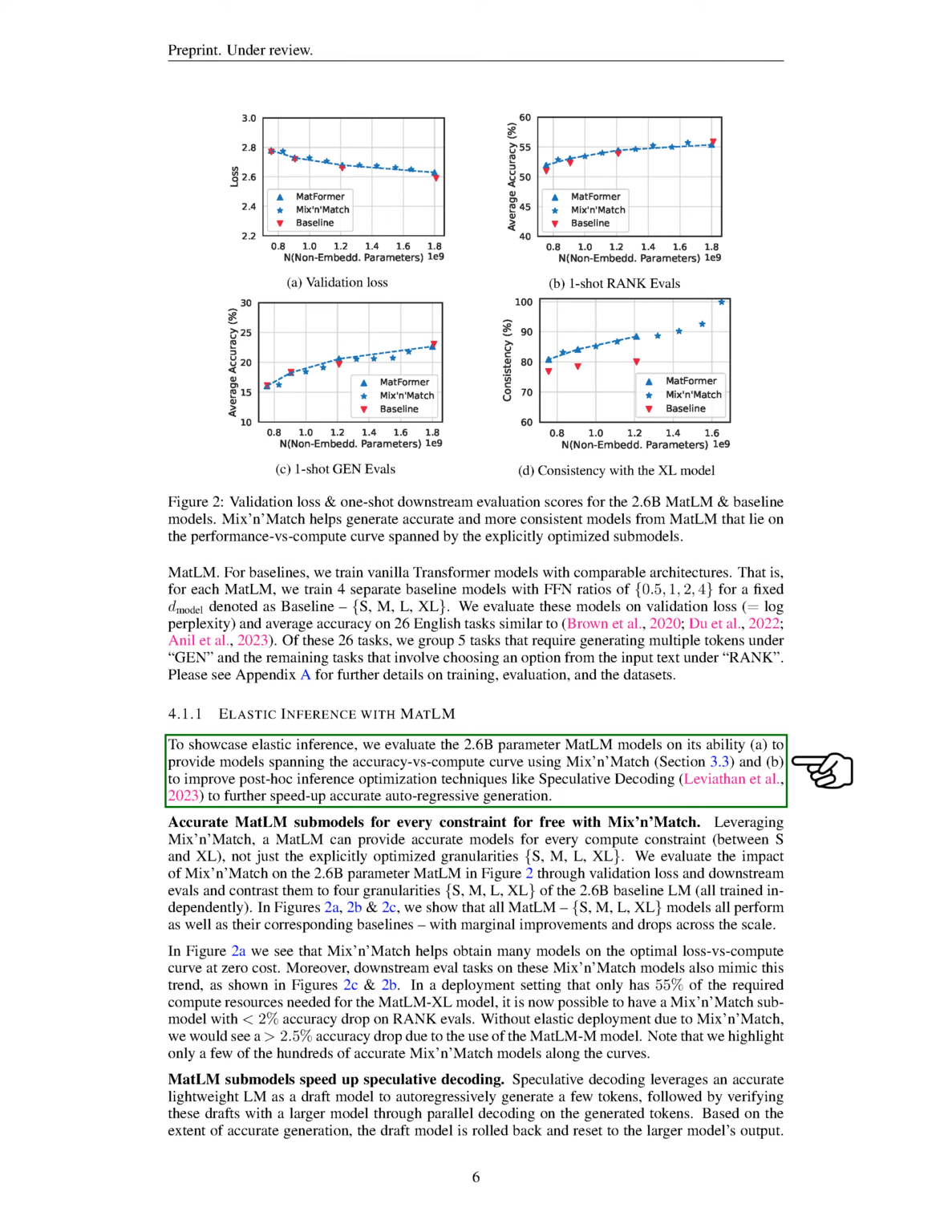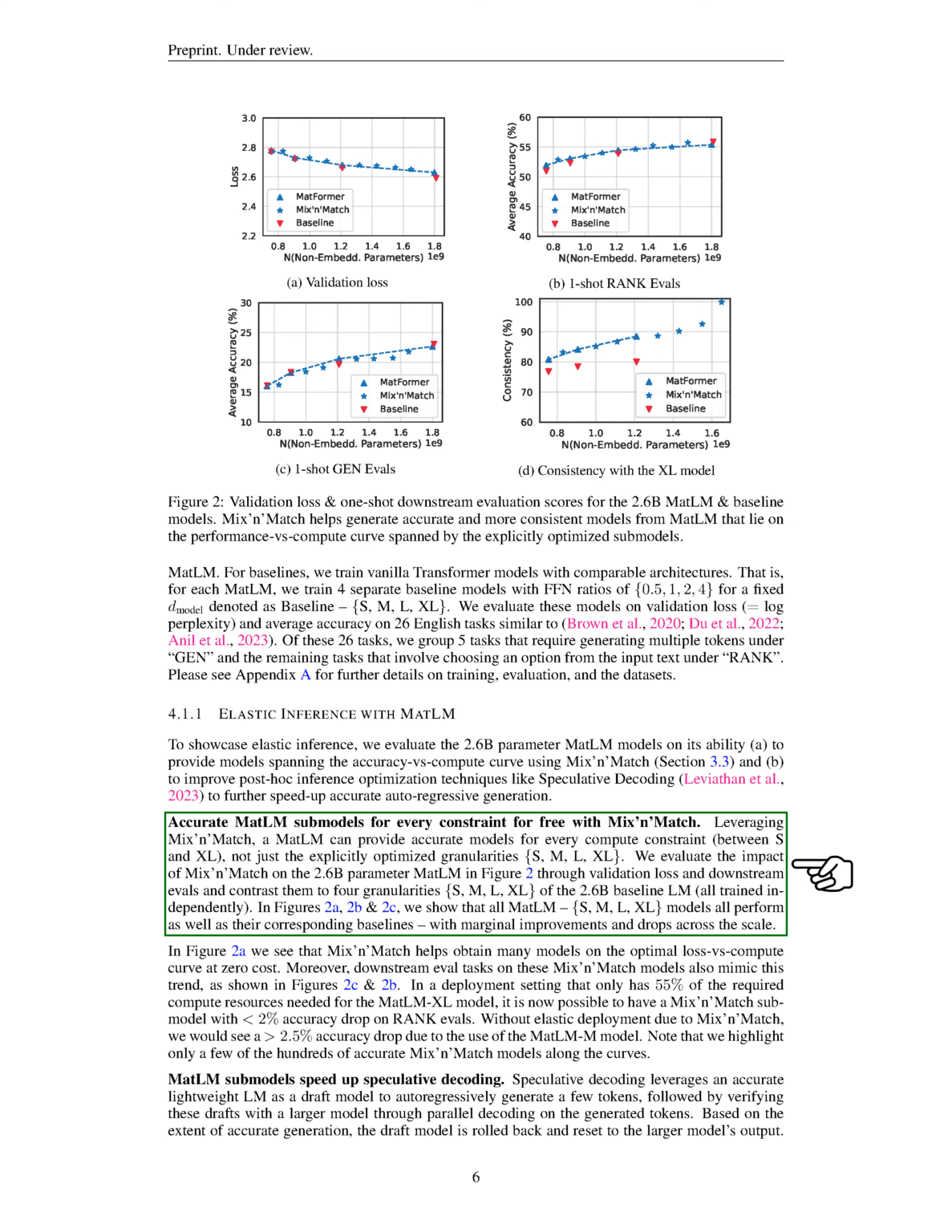To demonstrate elastic inference, we've evaluated the 2.6 billion parameter MatLM models on their ability to provide models spanning the accuracy vs compute curve using mix and match, and to improve post-hoc inference optimization techniques like speculative decoding to further speed up accurate auto-regressive generation.